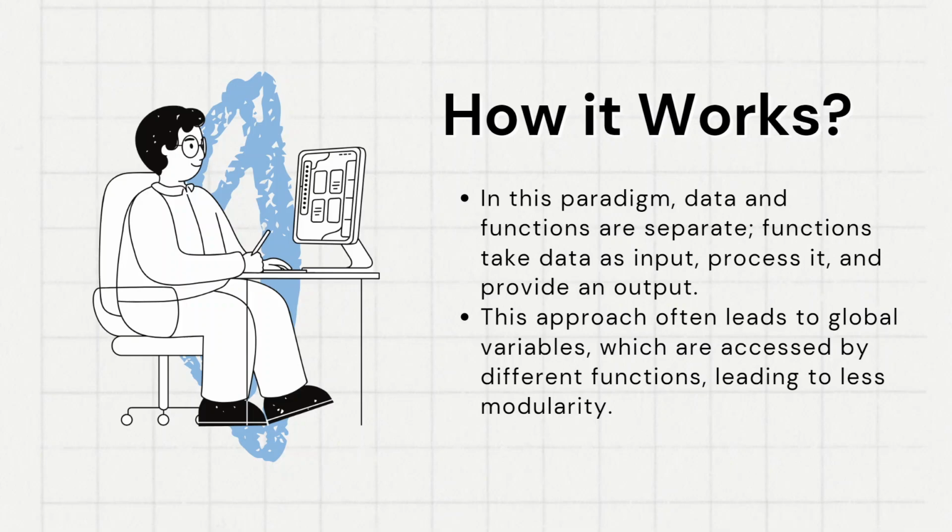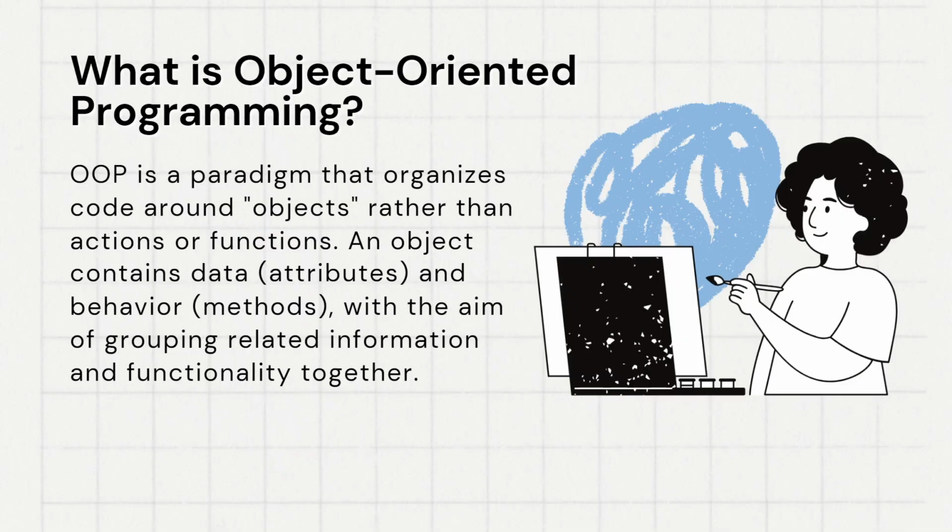How does it work? In this paradigm, data and functions are separate. In procedural programming, the data and the functions are separate. Functions take data as input, process it, and provide an output. This approach often leads to global variables, which are accessed by different functions, leading to less modularity.